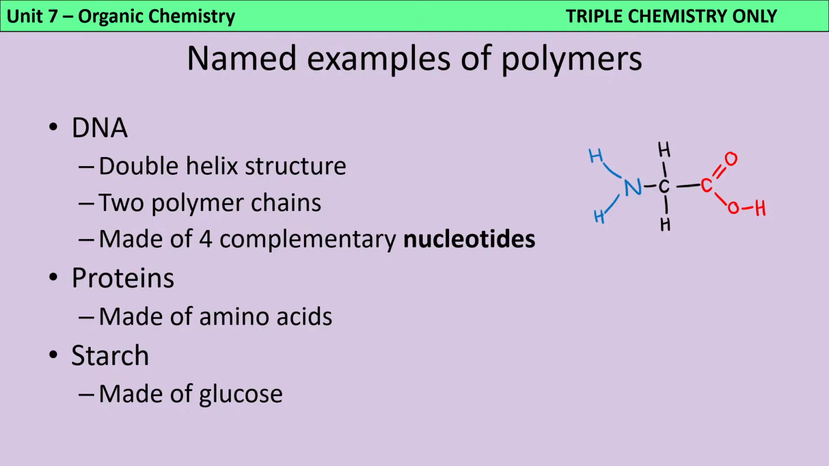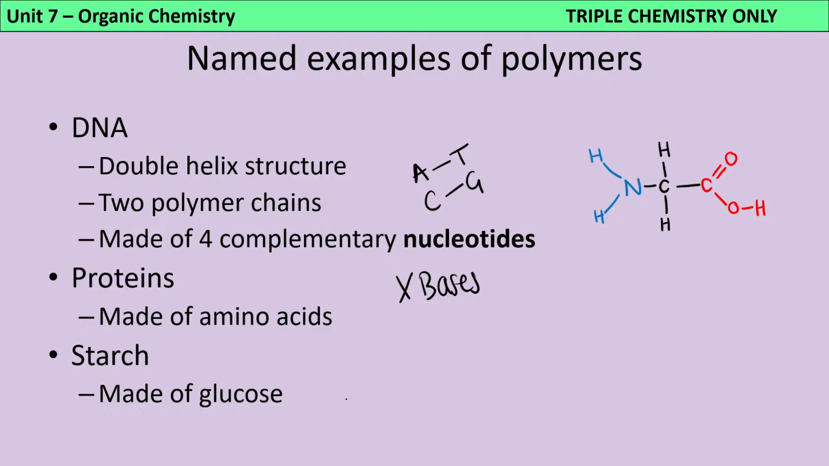And you need to know that those polymer chains are made from 4 complementary nucleotides, not 4 complementary bases. So the bases are just the bit in the middle of the nucleotide that give us the sequence. The nucleotide is the whole thing, including the sugar phosphate backbone. So the monomer for DNA is nucleotides, not bases. And you obviously know that adenine bonds with thymine and cytosine bonds with guanine.